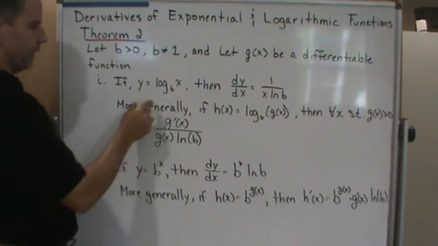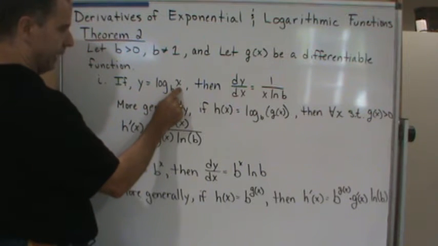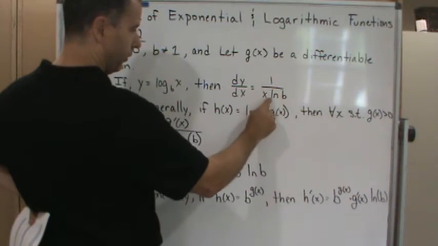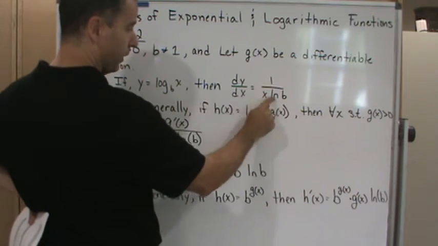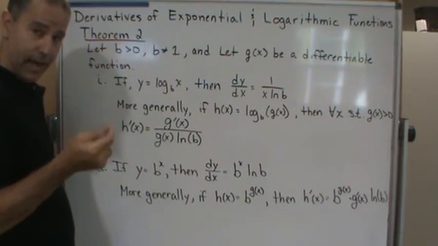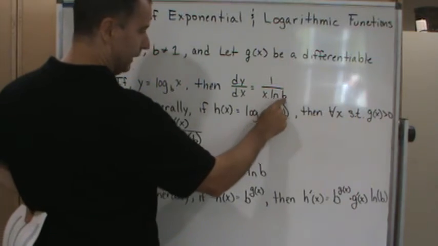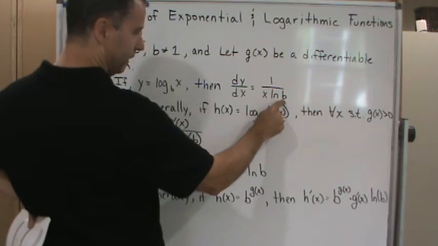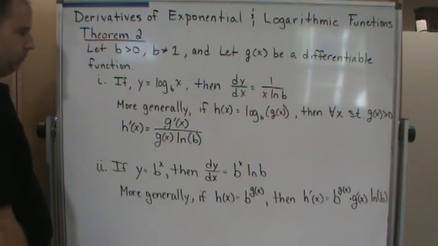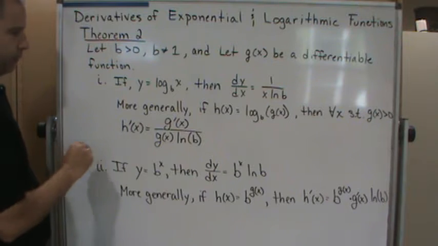So remember, if this was a natural log, it would be log base e of x. Well, what's the natural log of e here? 1. So it goes away. So that's why in the special case of the natural logarithmic function, we don't have this natural log of b, because the natural log of e is just 1. So it just reduces to 1 over x. Okay, so this is more general, okay, for this one.